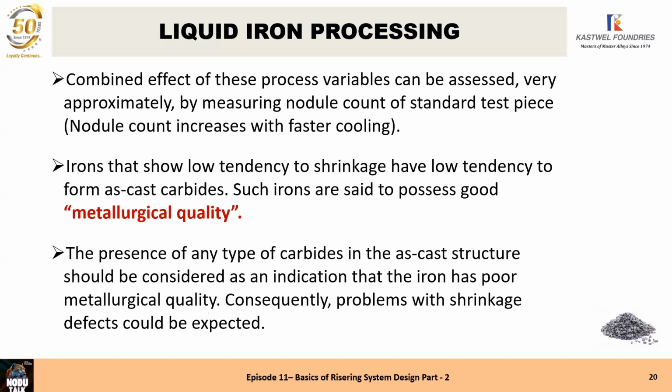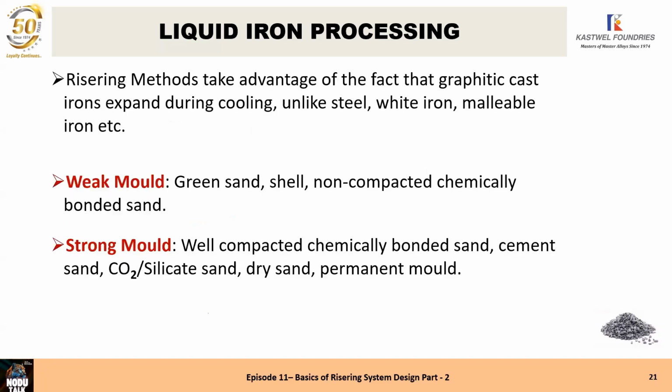So, combining effect of process variables is to get an approximate idea of the nodule count in the standard test bar. Irons will show low tendency to shrinkage if they have got good metallurgical quality, and presence of any carbides is a forewarning that your iron has got poor metallurgical quality. The risering liquid metal iron processing methods.